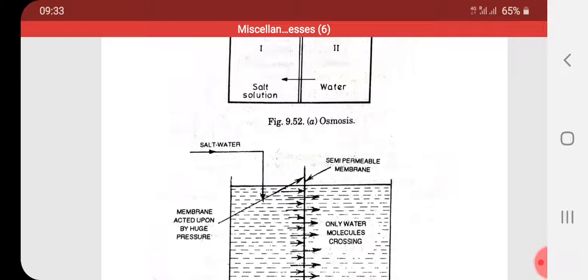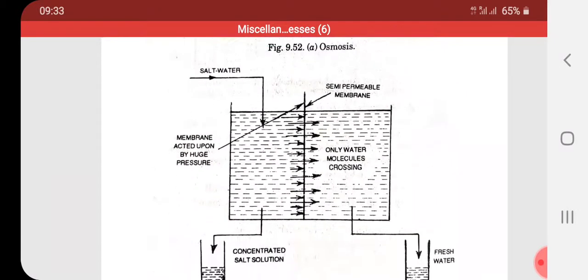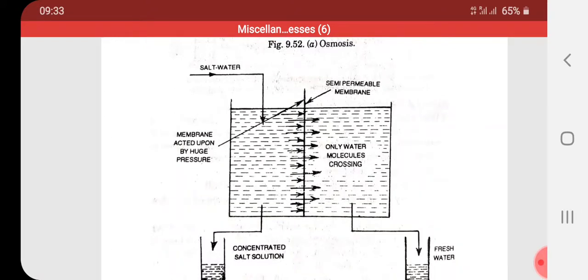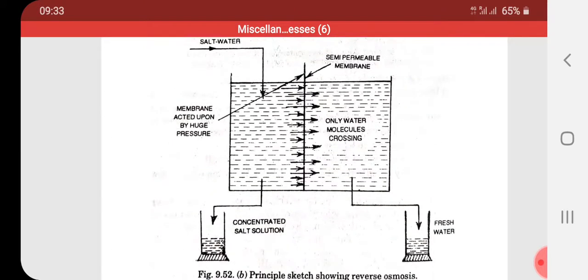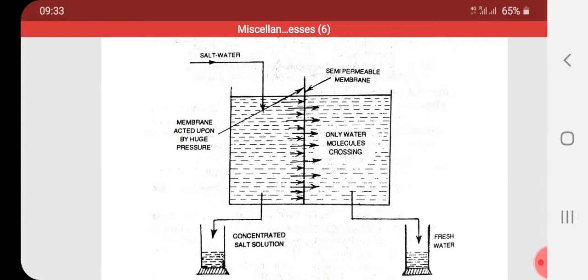Then you may ask one question: why is it reverse osmosis? How can it occur? In reverse osmosis, what is being done is a pressure is applied to the concentrated water. Pressure is applied to the salty water, on the left side. If you see on the left side, pressure is applied to the salty water so that the water will pass through the membrane.